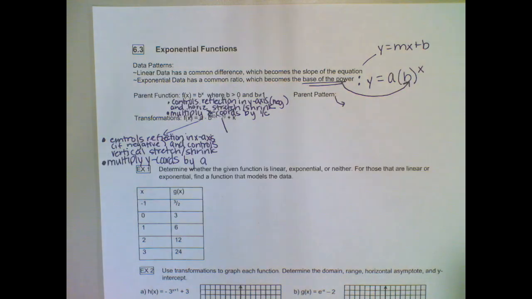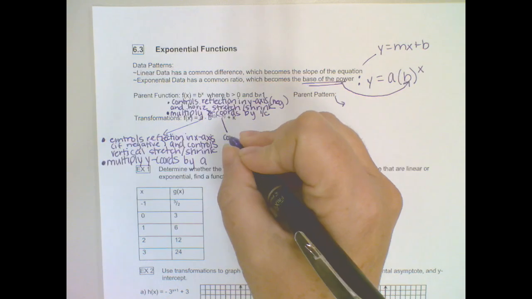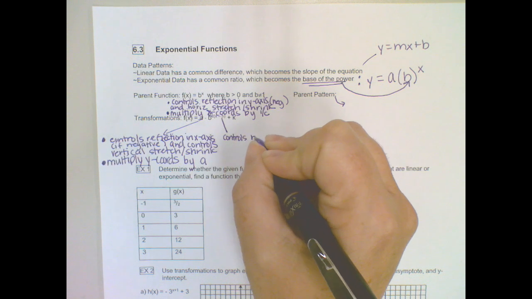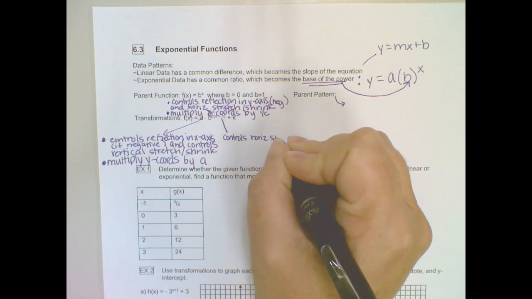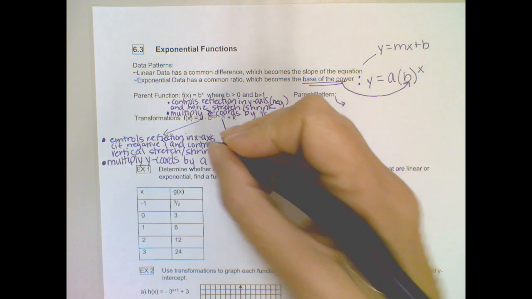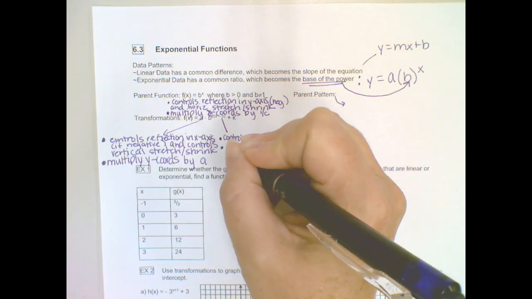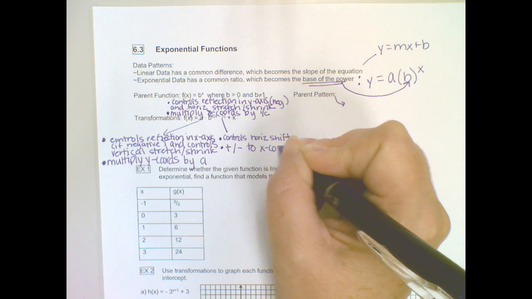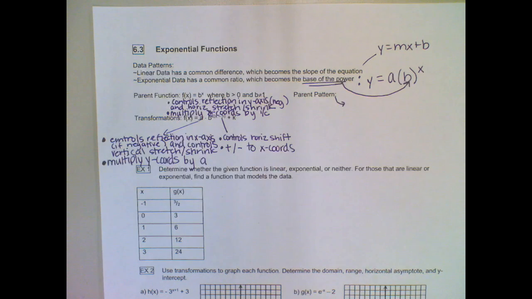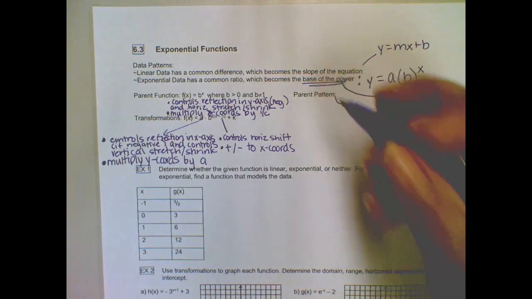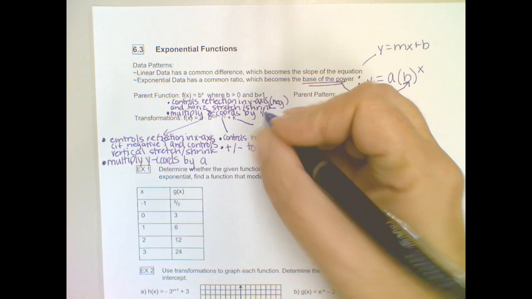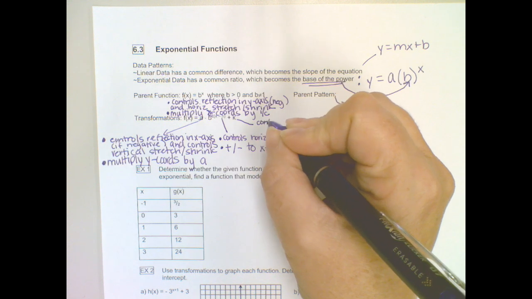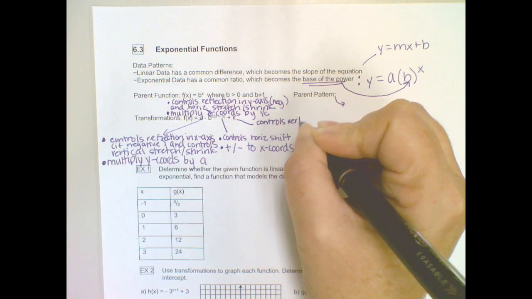h, again, after factoring, controls the horizontal shift. And what do we do? We add and or subtract to the x coordinates. Obviously, if we are shifting to the right, that's going to add to the x coordinates. If we're shifting to the left, that's going to subtract from the x coordinates. Finally, k controls vertical shift.